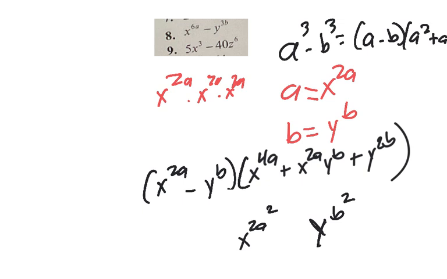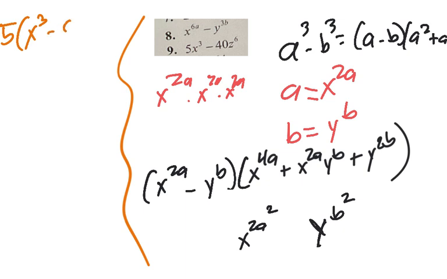9 is very similar as far as we're going to be using that same formula. The problem is 5 and 40 are not perfect cubes. So remember, the first thing we always do when we are factoring is I first want to ask, is there a GCF? And there is. They both have a factor of 5. So the first thing I need to do here is GCF the 5, which gives me x to the 3rd minus 8z to the 6th.